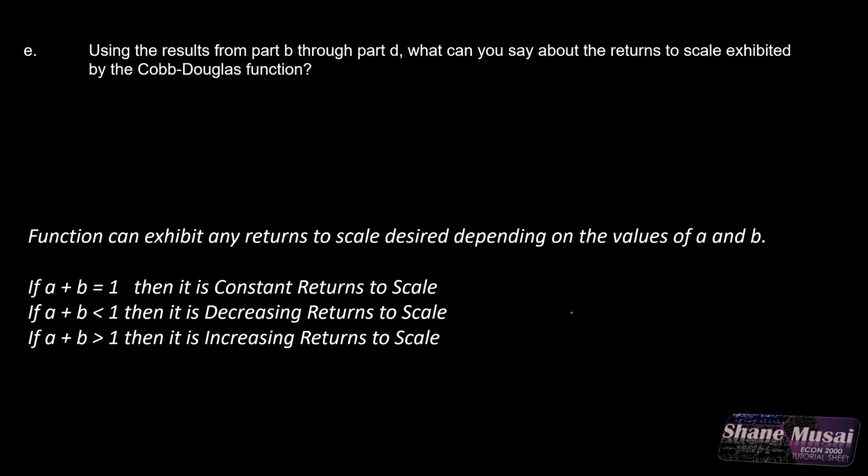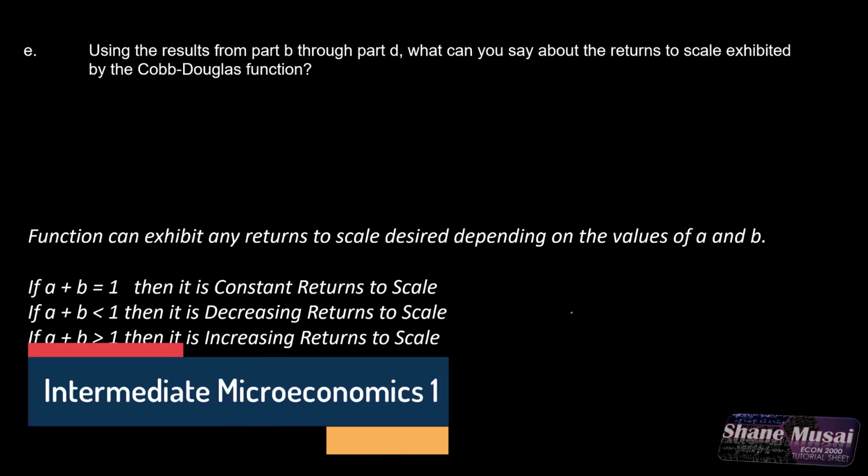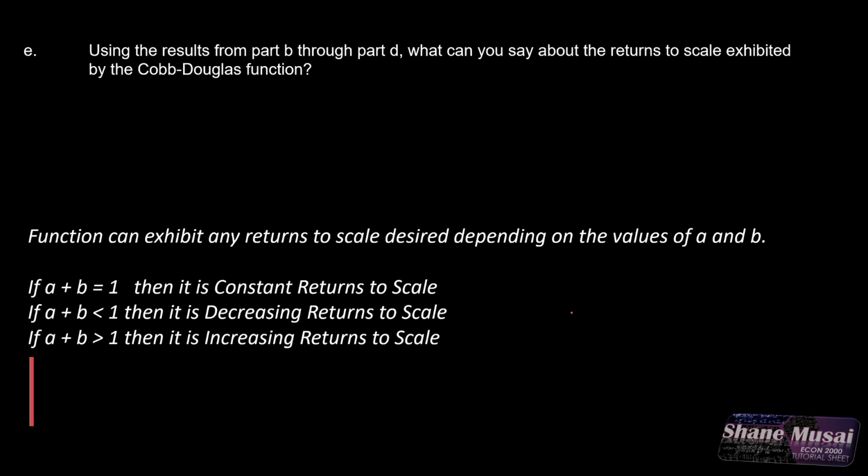And the last part of this question says, using the result from part B through D, what can you say about the returns to scale exhibited by the Cobb-Douglas function? Well, we could say that the function can exhibit any returns to scale desired depending on the value of A and B, as we saw between part A to part D. If A plus B is equal to 1, then the Cobb-Douglas function will give you constant returns to scale. If A plus B is less than 1, then it is decreasing returns to scale. And if A plus B is greater than 1, then you would get increasing returns to scale.